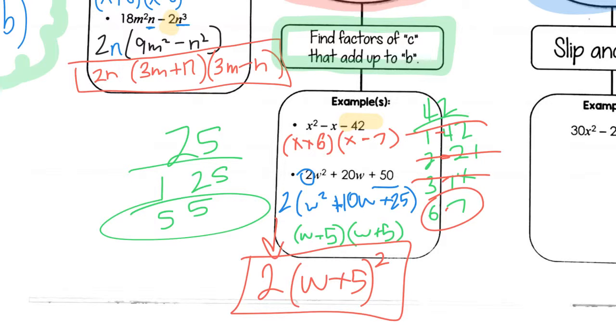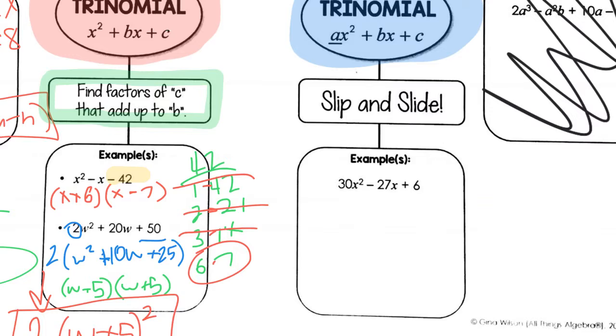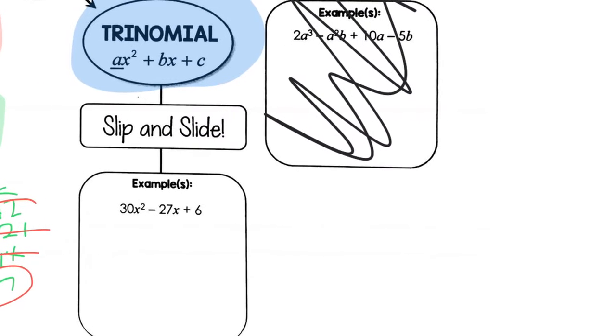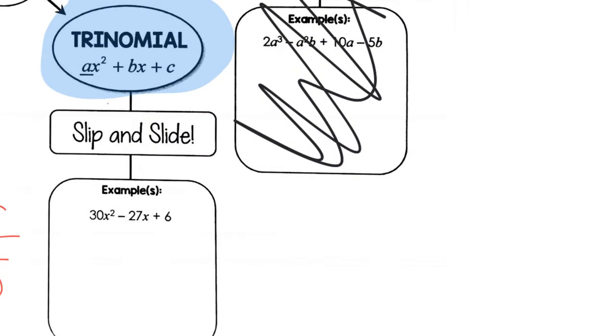The last type of example that we're going to go over is if we have a trinomial where we have ax squared plus bx plus c. Remember, I taught you two different ways to do this one. We did slip and slide, and then we also did take out the trash. So we're going to go over both of those. I'm going to do slip and slide first.